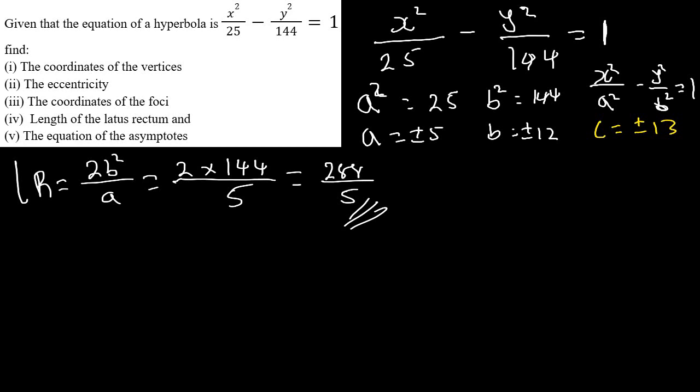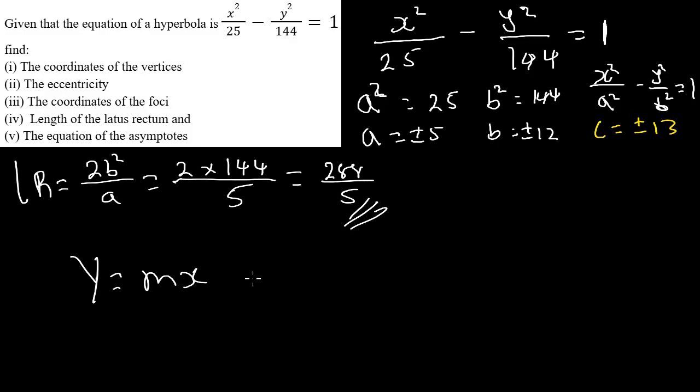Now, finally, for the equation of the asymptotes, what do we do? Remember, the asymptotes are straight lines, and the equation of a straight line is y equals mx plus c. Since our hyperbola is centered at the origin, the equation we are going to get will be y equal to mx. We don't need the intercept. Now we need m. m can be plus or minus a over b, or plus or minus b over a.